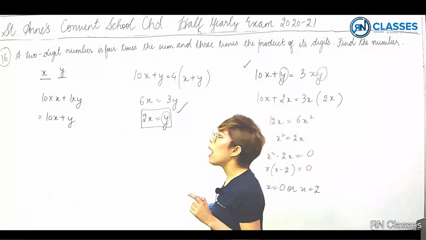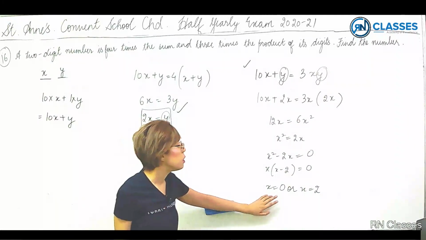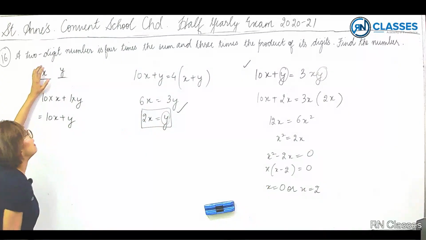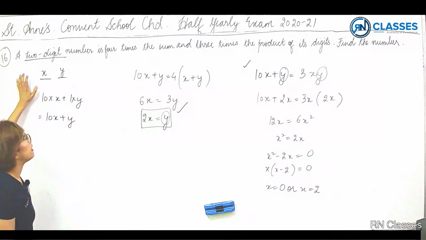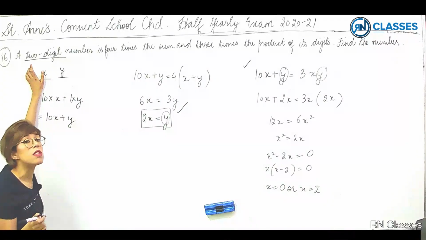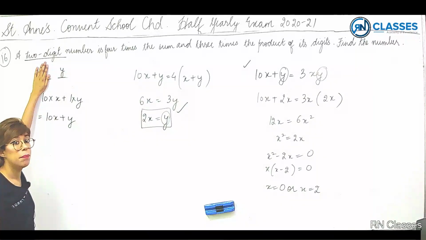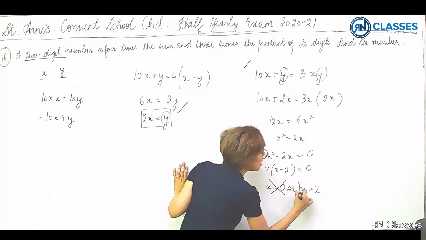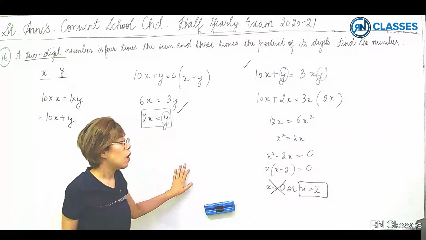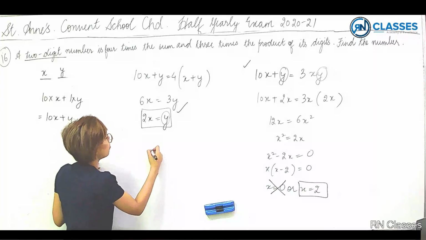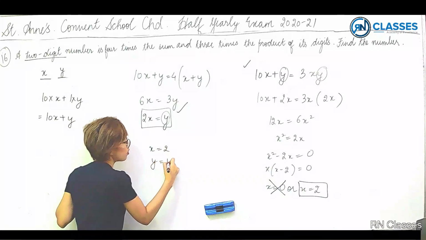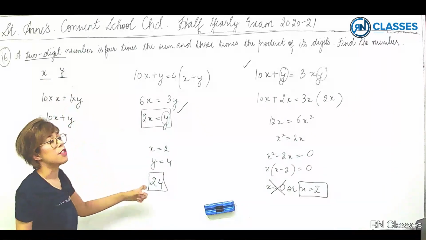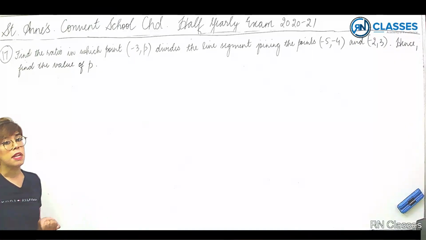Now, can you tell me why will I reject the possibility that x equal to 0? X is the digit at tenth place and it is a 2-digit number. So, tenth place cannot be 0. Because if it is 0, it will be a 1-digit number, not 2-digit. So, definitely x is not equal to 0. That means x is equal to 2. Now, if x is 2, y will be 4. So my number, that will be 24. That is your answer.